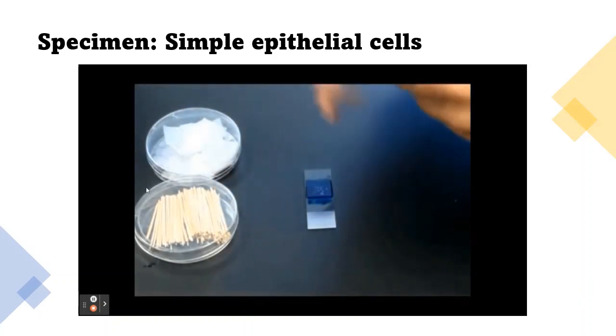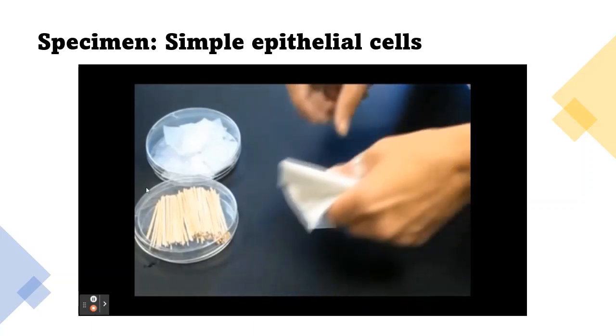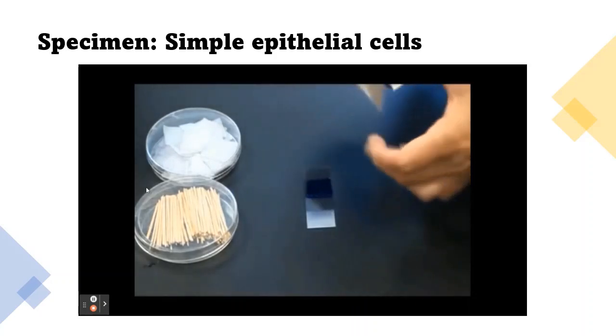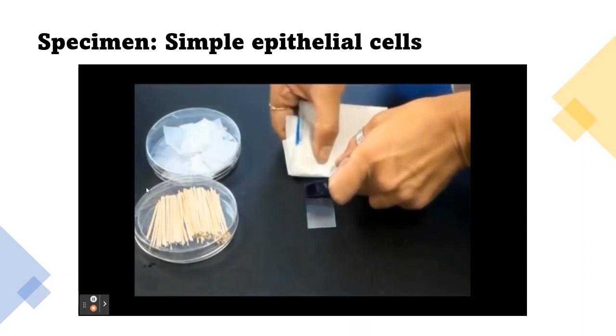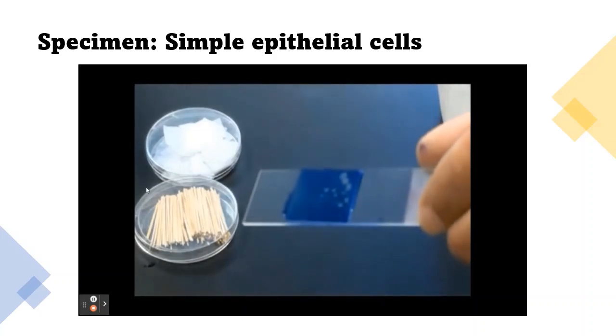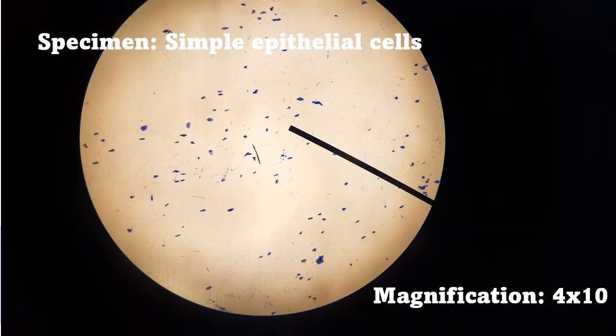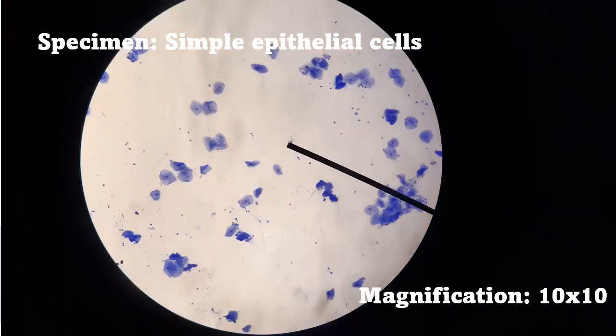We can also use the irrigation technique to ensure that the methylene blue will stain the cells. Okay, so we have to observe under the microscope. Under the 4 times 10 magnification, we can see that simple epithelial cells are quite small, and we cannot see the nucleus right here. So we have to move to the high magnification, which is 10. Okay, now we can see very clearly.